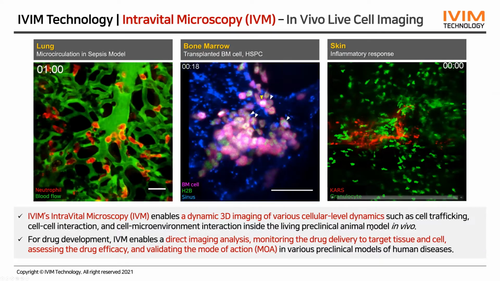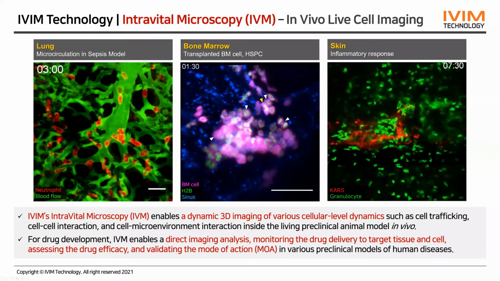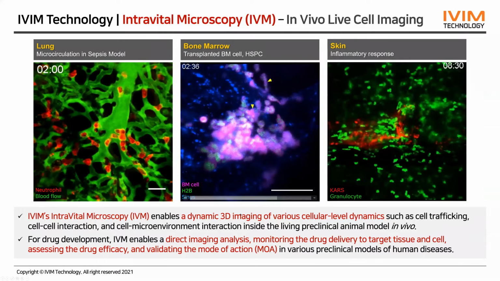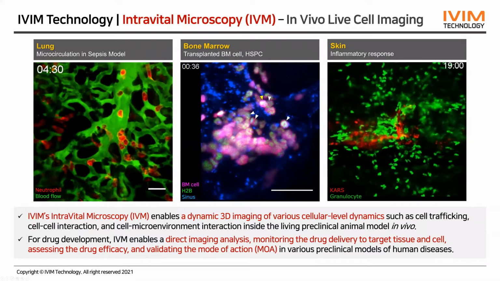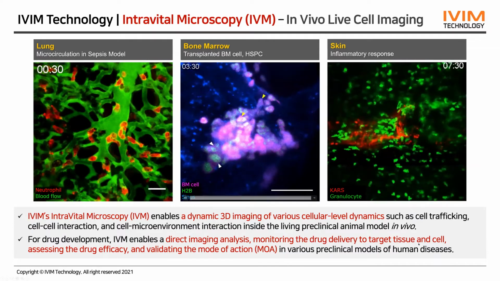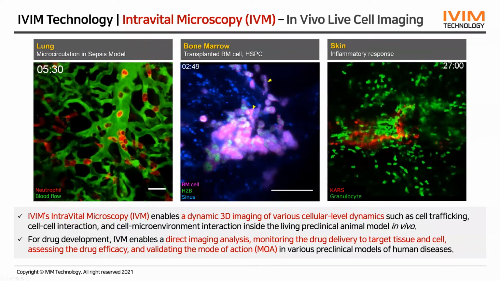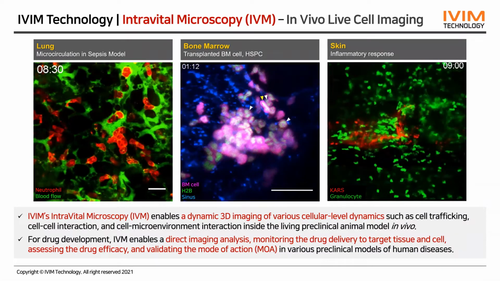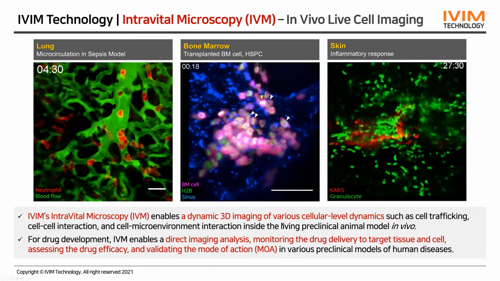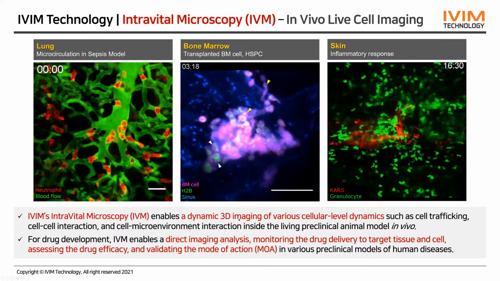I hope you can see this video. On the left side, this is the IntraVital imaging example obtained from the lung. In the middle, what you're looking at is the transplanted bone marrow cell in the bone marrow of the mouse model. On the right side, what you're looking at is the granulocyte trafficking in the skin during the inflammatory response. This kind of very dynamic cellular level movement can be directly imaged by using IVIM Technology's IntraVital microscopy system.